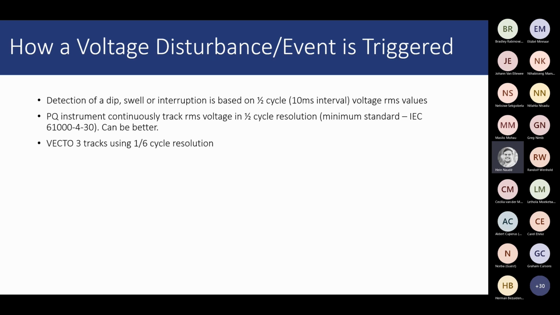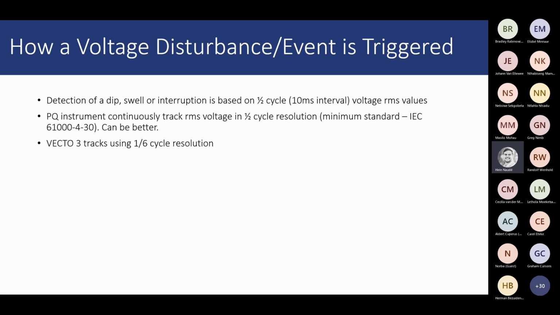So how is a voltage dip or event triggered? A detection of a dip or a swell or an interruption is based on the half cycle or 10 millisecond voltage RMS values. So a power quality instrument such as the VECTO 3 that CityLab provide or manufacture continuously tracks the RMS voltage in a half cycle resolution.